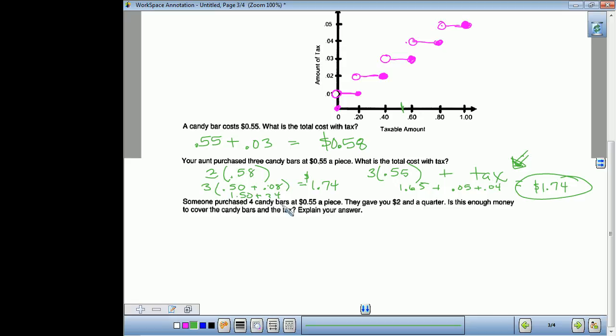Okay. All right. So someone's purchasing 4 candy bars at 55 cents a piece. They give you $2.25. Is that enough? No. How much more do they need? Like 7 cents. They're 7 cents shy. So 4 times the 55 cents is $2.20. So that would be 11 cents tax. So they would owe you $2.31, and they tried to give you $2.25. So 6 cents.